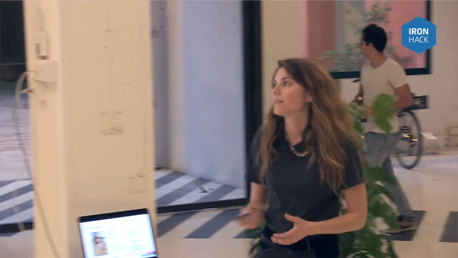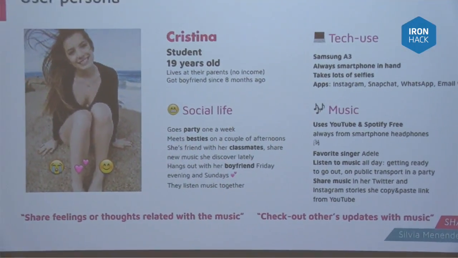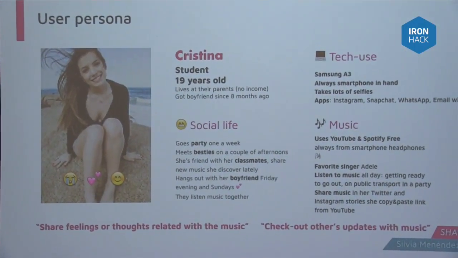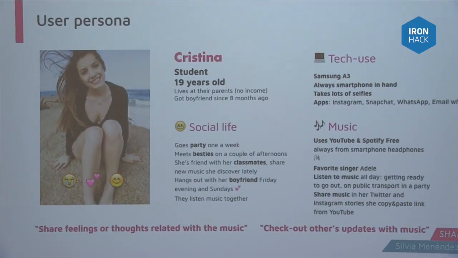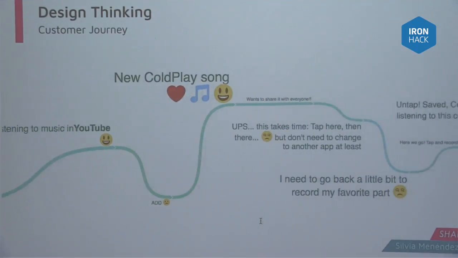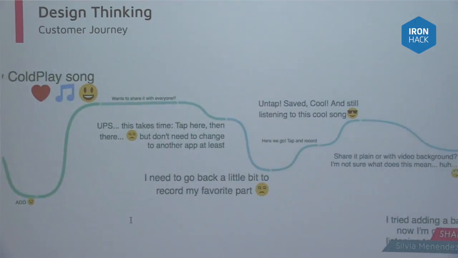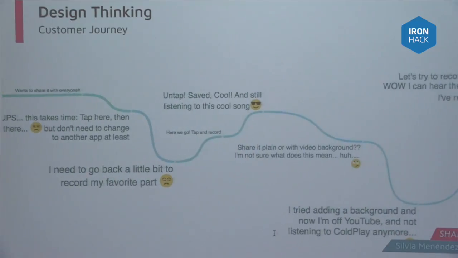I synthesized all of the data with some methods, like affinity diagram or mind map, and I built this user persona. She's Christina, 19 years old, she's a student. She's very social, very techy, and her goals will be to share feelings or thoughts related to the music and check others' updates. And this will be her customer journey through sharing music. I won't really stop here.